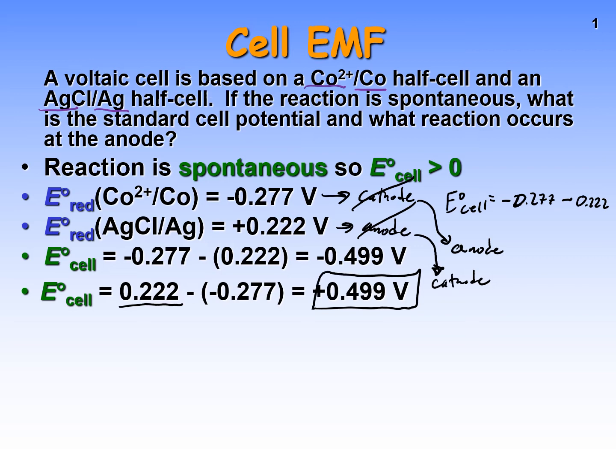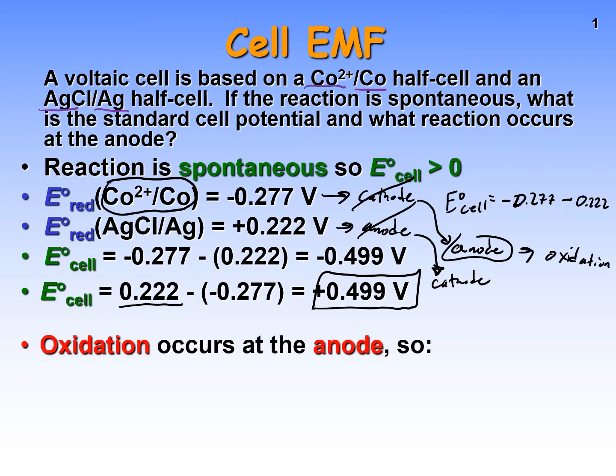Now we need to know, what's the reaction occurring at the anode? Well, we know anode is oxidation, so these two things, the cobalt 2+ and cobalt solid, must be an oxidation half reaction. So I know that the cobalt solid must be turning into cobalt 2+ plus 2 electrons, because that's the oxidation version.